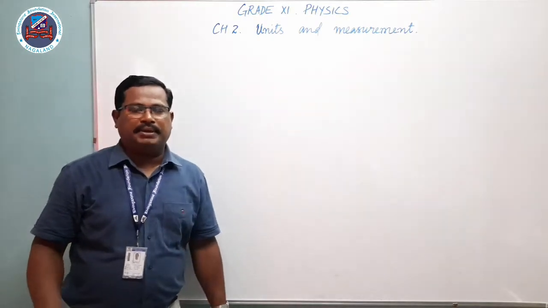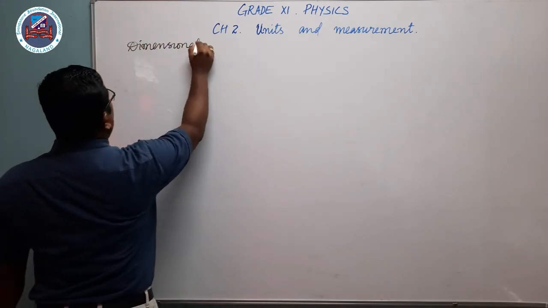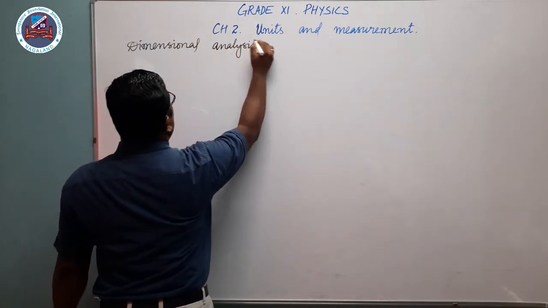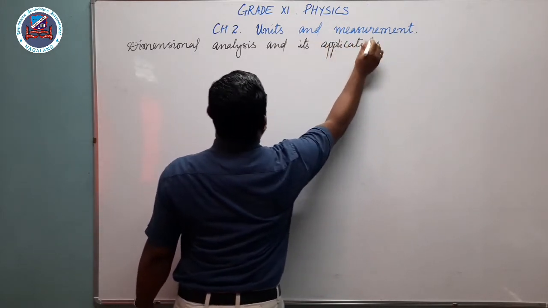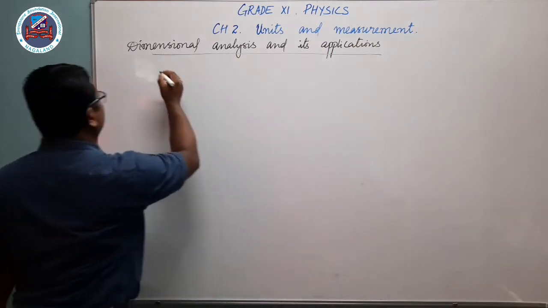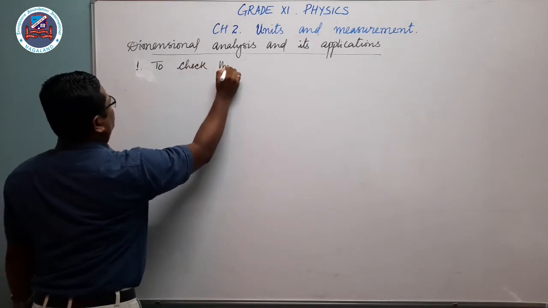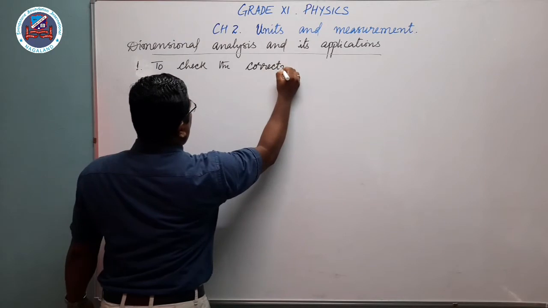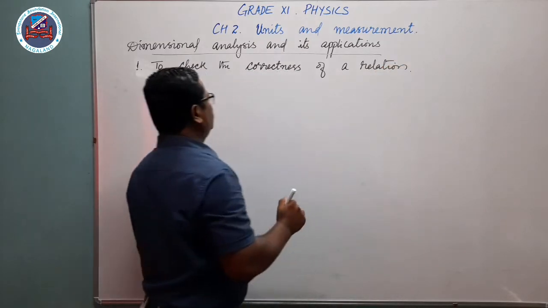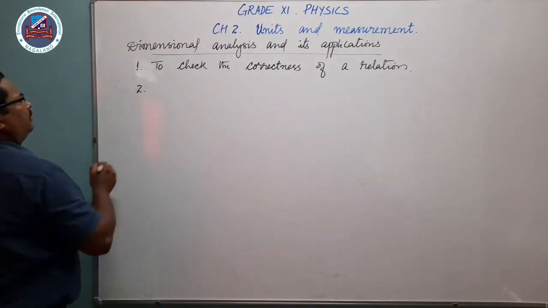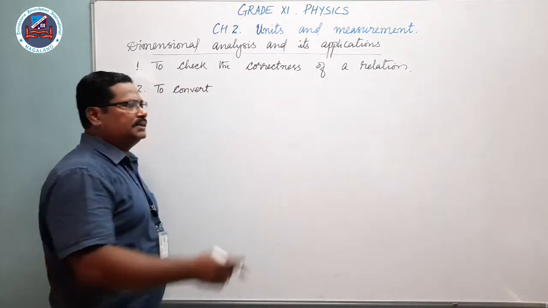Now let us discuss about dimensional analysis and its applications. With the help of dimensional analysis, we can first of all check the correctness of a relation or a formula, whether it is okay or not. The second application is that we can convert one system of unit into another system.